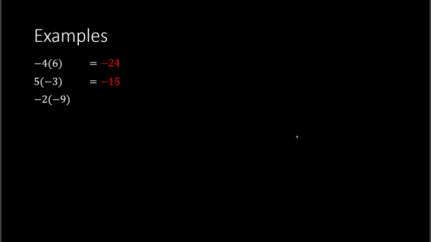-2 times -9. 2 times 9 is 18. They're both negative. The two negatives make a positive. So this would be a positive 18. -5 times 12. We have 5 times 12 is 60. One's positive, one's negative. So my answer would be a -60. 3 times -11. 3 times 11 is 33. One's positive, one's negative. So this would be a -33.